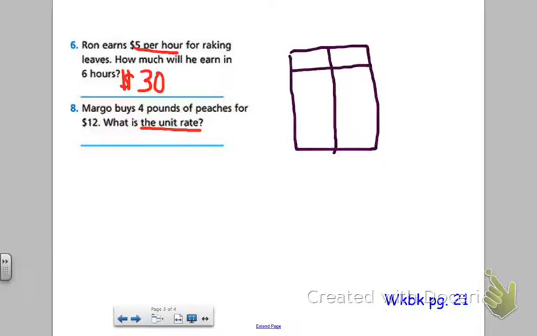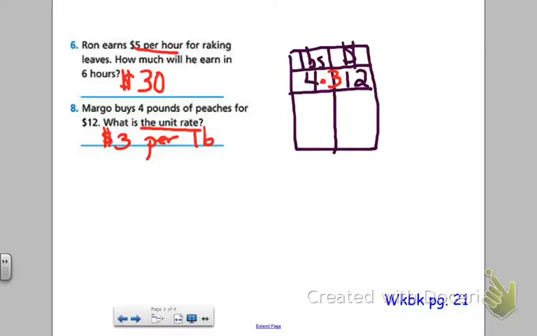Let's see, pounds and money. I'll put a dollar sign. And we've got 4 pounds for $12. So again, what are we multiplying with? What is that missing unit rate? In this case, you can probably figure out that it's 3. 4 times 3 gives you 12. $3 per pound. However, another way you could do this is with division.